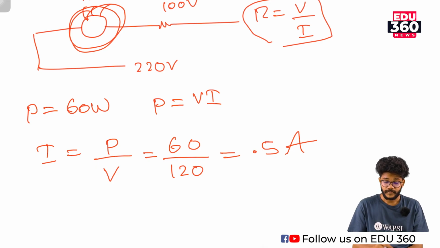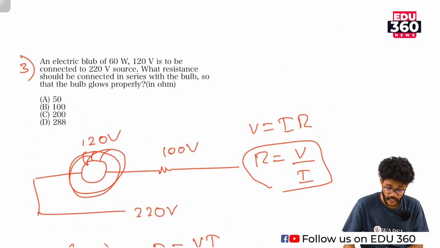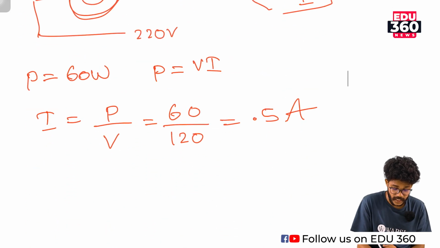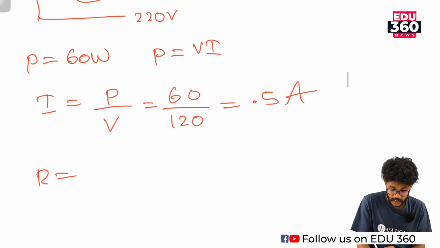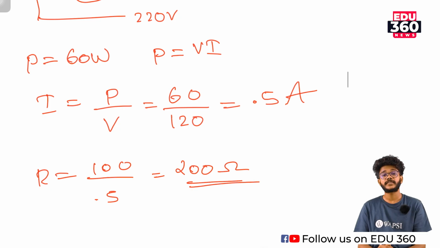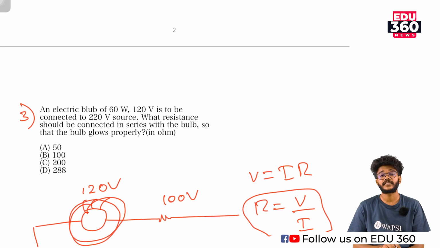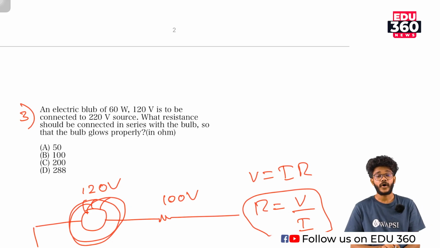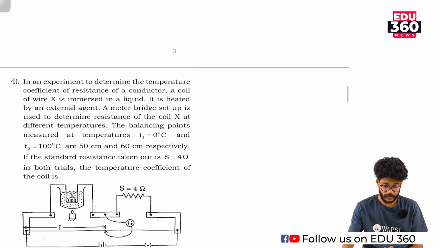So I is given and V is given. Voltage of the resistor is 100 volt. So the resistance is, voltage of the resistance 100 divided by the current 0.5, which is equal to 200 ohm. So the answer is 200 ohm. Which option is correct? Option C is the correct answer, 200 ohm. Okay. Then we can move to our next question.